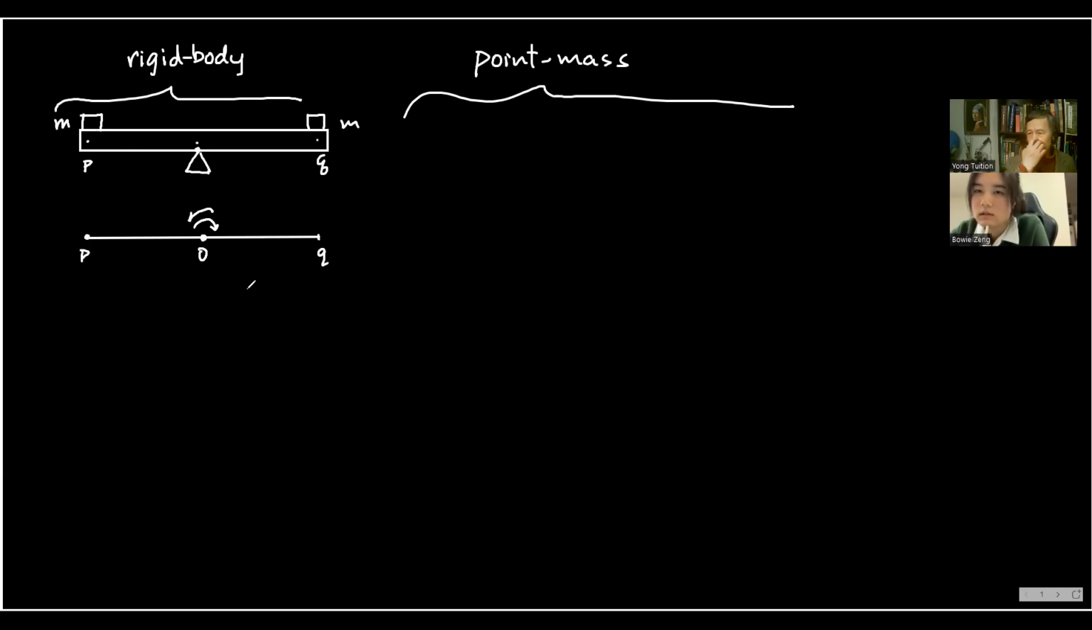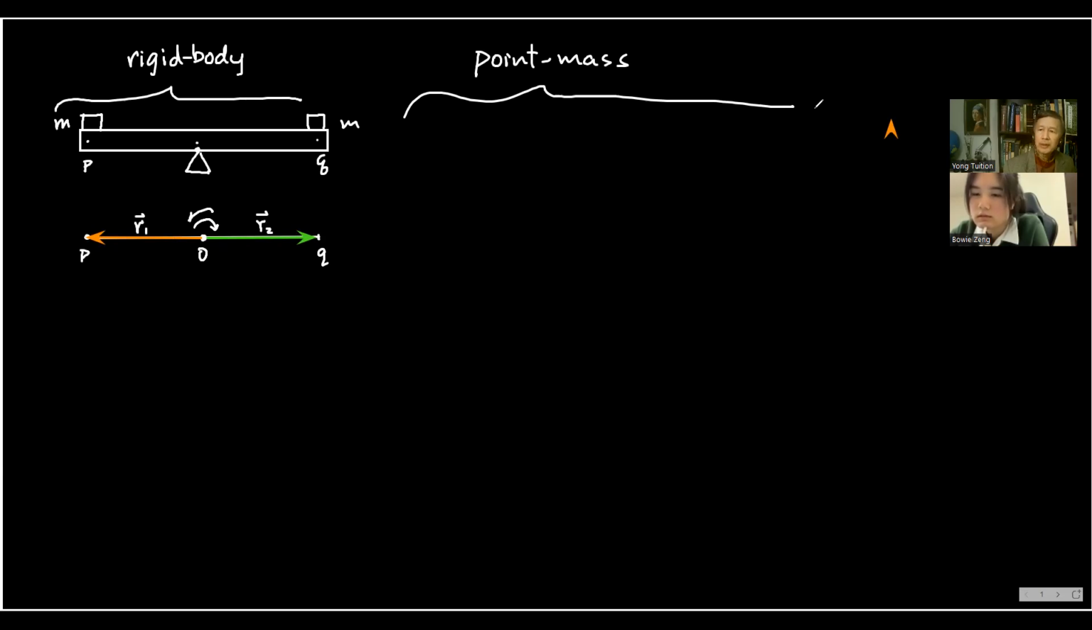Then we introduce the idea called arm length. The length from the origin to this point, we can use a vector to determine the position of P, right? And we use a different color to represent Q. So you can consider these two as vectors, R1 and R2.